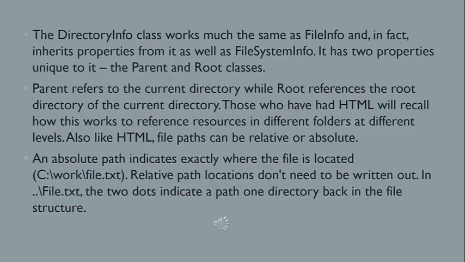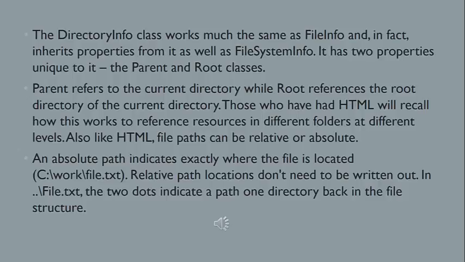The DirectoryInfo class works much the same as FileInfo and in fact inherits properties from it as well as from FileSystemInfo. It has two properties unique to it, the Parent and Root properties. Parent refers to the current directory's parent while Root references the root directory of the current directory. Those who have had HTML recall how this works to reference resources in different folders at different levels. Also, like HTML, file paths can be relative or absolute.